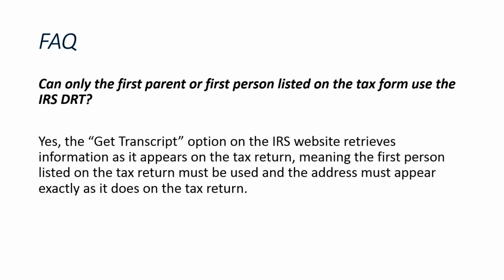And this one we went over earlier, only the first parent or first person listed on the tax form should use the IRS DRT, the data retrieval tool. So the Get Transcript option on that IRS website retrieves the information as it appears on the tax return. So the first person listed on that tax return has to be in there. So as I said before, if there's two parents on there and it's parent 2 who's doing this, they go out and do that data retrieval tool, but it was actually parent 1 who was listed first on the taxes. They need to make sure parent 1 is on there, otherwise that retrieval tool is not going to work for them.